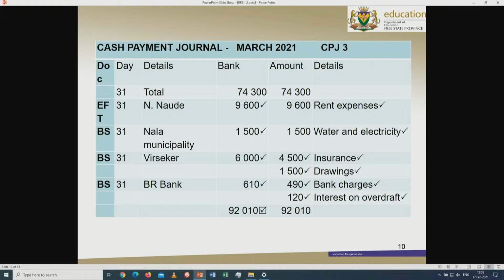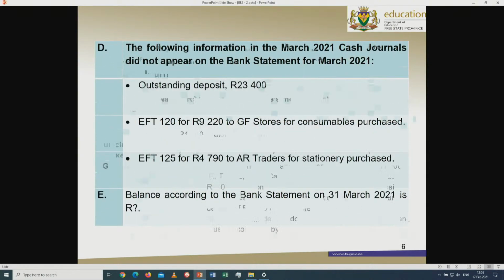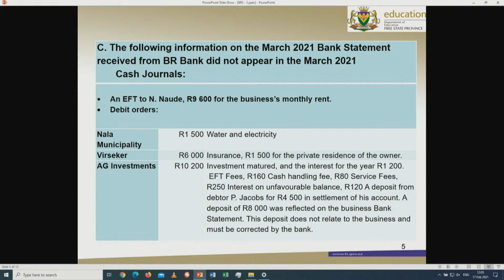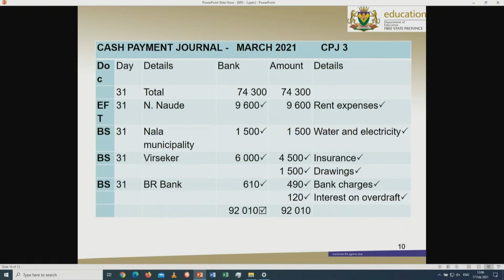We paid also for Saker 6,000 rand for insurance. But remember, the transaction said we paid 6,000 for two things. Let's go back to the transaction. It says 6,000, that is what we have paid. For what? For insurance, and 1,500 for private residence of the owner. So anything to do with the private expense of the owner is not part of our expenses, then it becomes drawings because it's personal use.